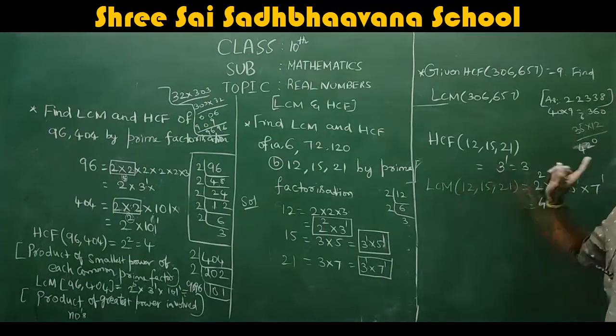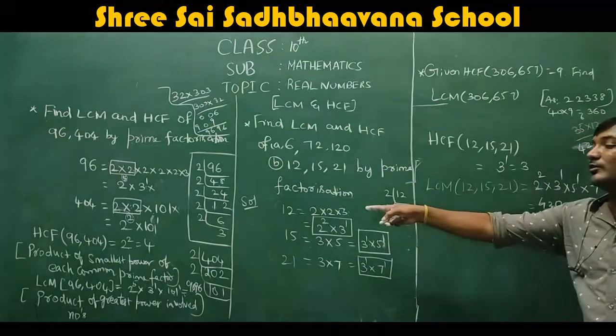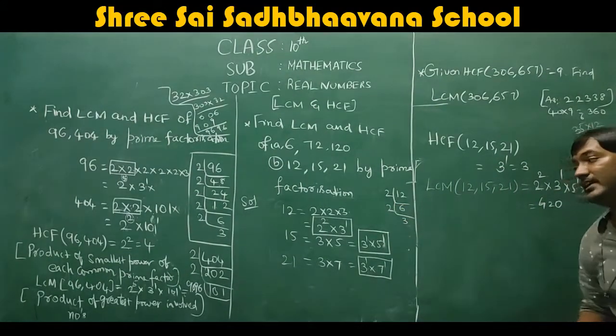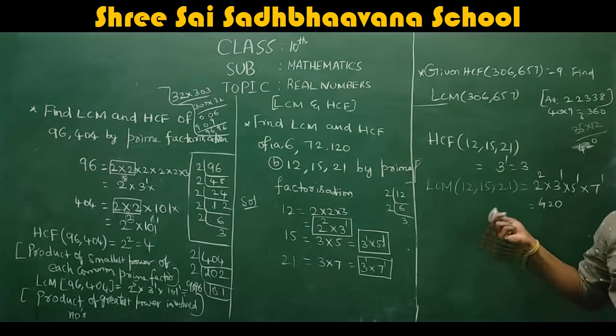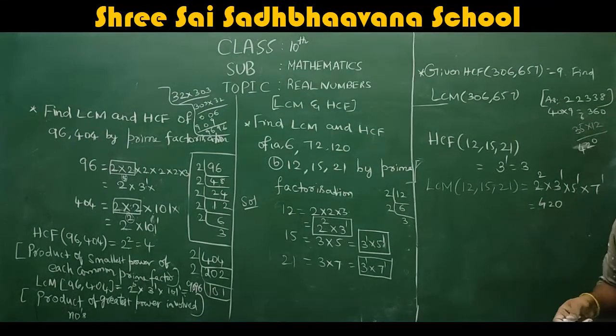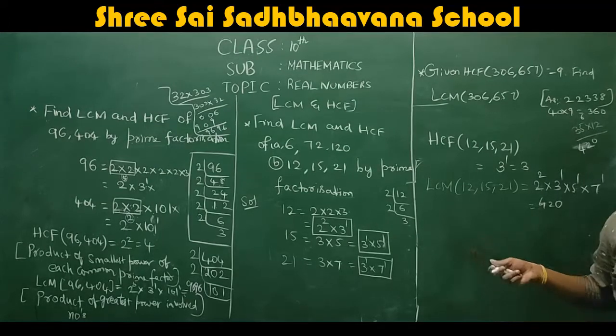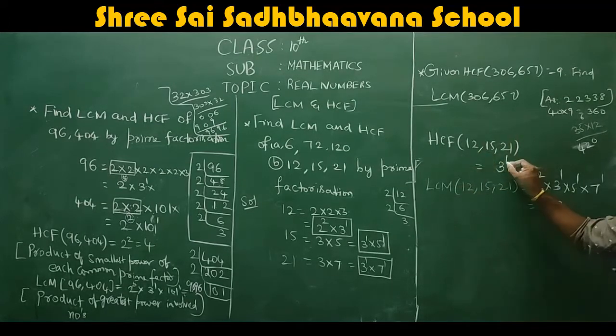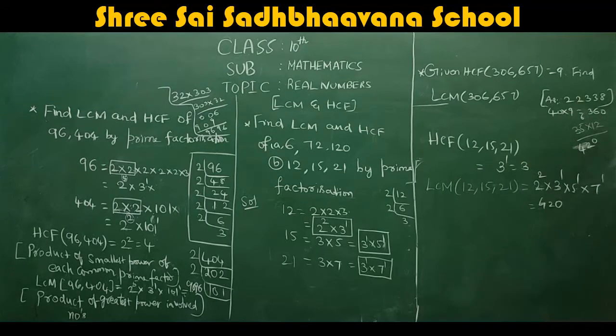So write the number. And what is the lowest, smallest power of 3 there? 1, because we do not have any smaller power than 1. 1 is the lowest power. Anything power 0 is 1, so that cannot be taken here. We do not get that. We will get the least power as 1. So 3 power 1 is 3.